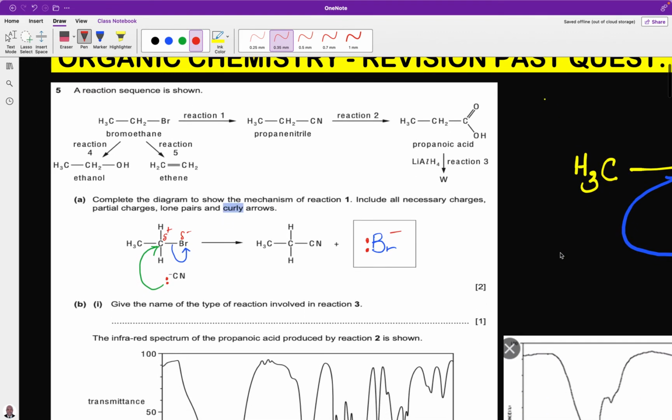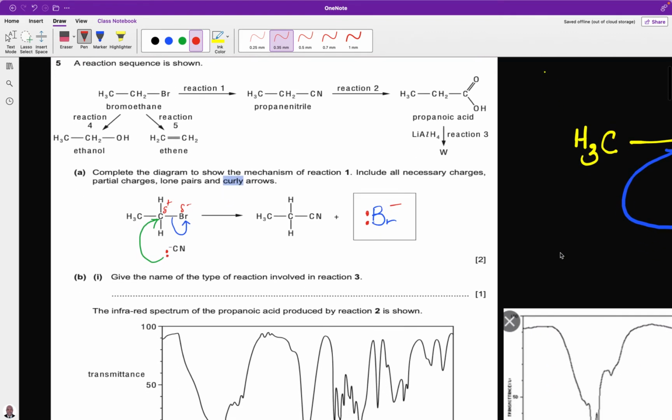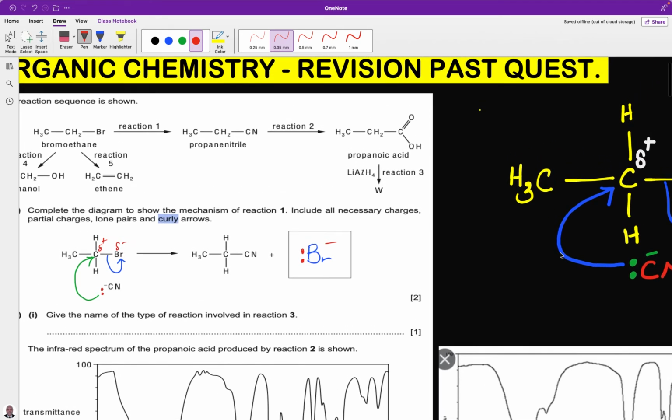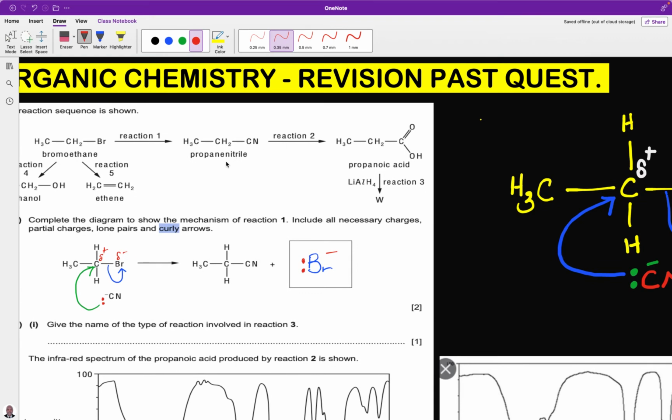Okay, it takes us to the B part of it. Give the name of the type of reaction involved in reaction 3. B1, reaction 3. This is propanenitrile. Propanenitrile is our product here, that is from here. Reaction 3 has to do with reduction.